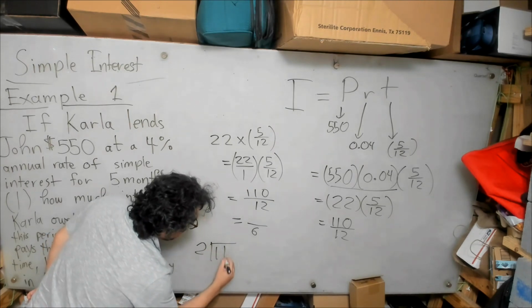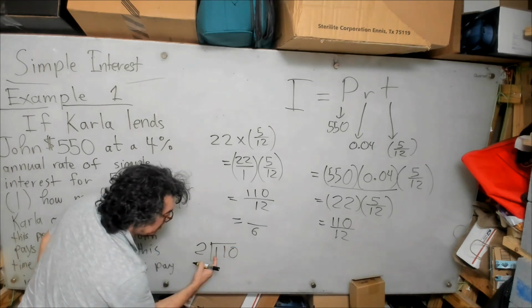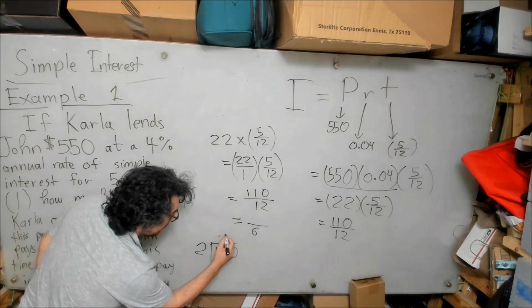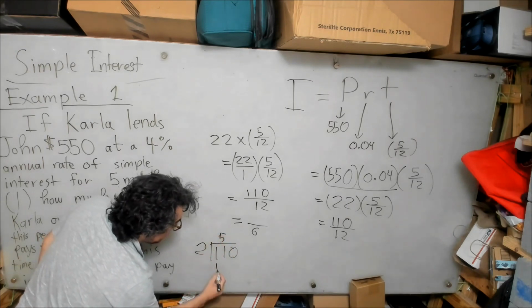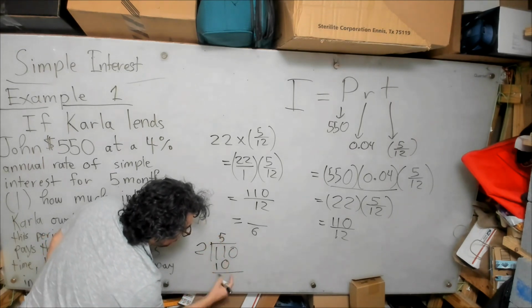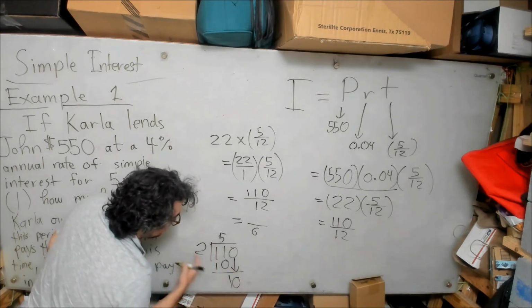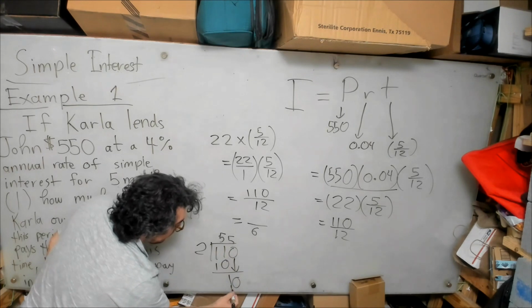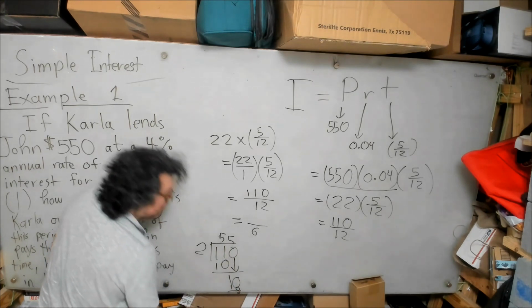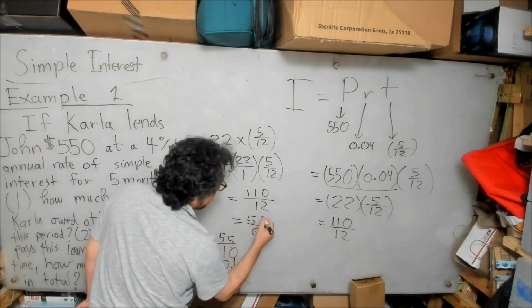2 goes into 110. How many times? 2 goes into 1, 0 times. 2 goes into 11, 5 times, because 5 times 2 is 10. 1 minus 0 is 1. 1 minus 1 is 0, so I don't write it. I bring down this 10. You can see 2 goes into 10 5 times again. It'll be 10 here. When we subtract it, we get 0. So this is going to be 55.